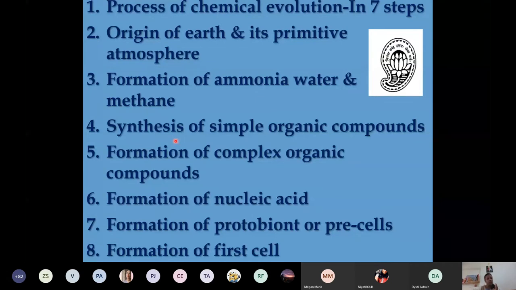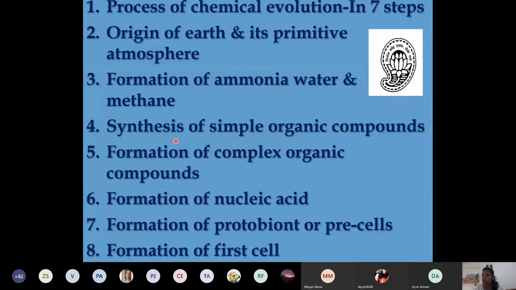Once again, the process of chemical evolution took place in 7 steps. First of all, it talks about the origin of the earth, the primitive atmosphere of the earth. Finally, you talk about the presence of ammonia, water and methane. From these ammonia, water and methane came simple organic compounds. Simple organic compounds led to the formation of complex organic compounds.